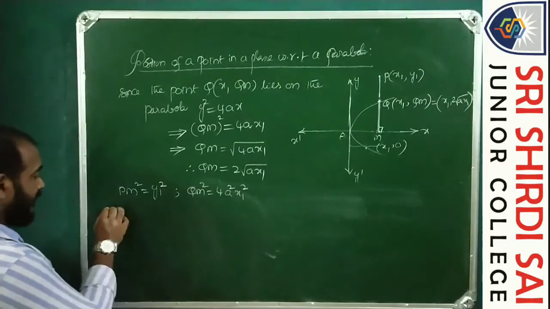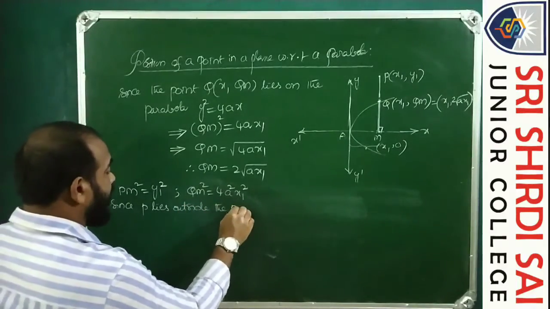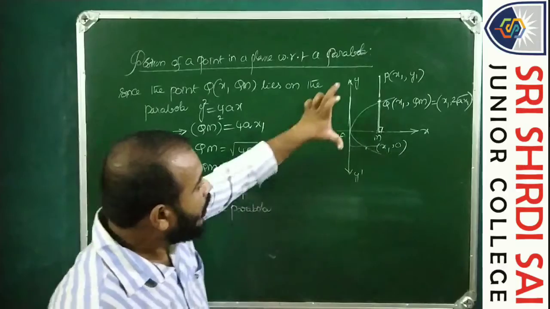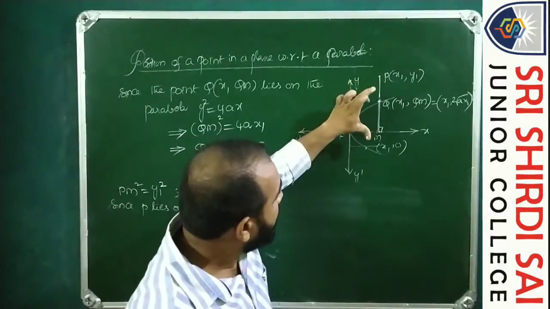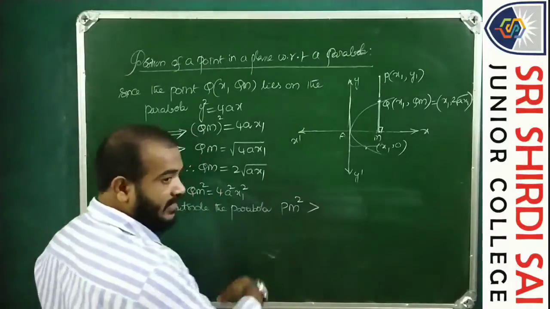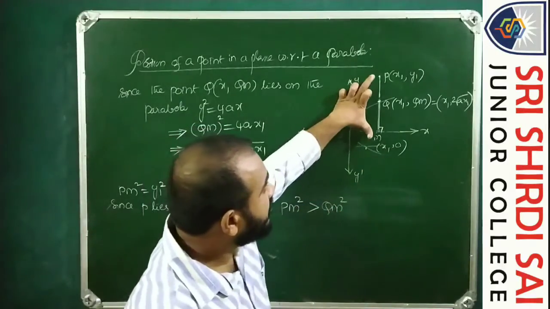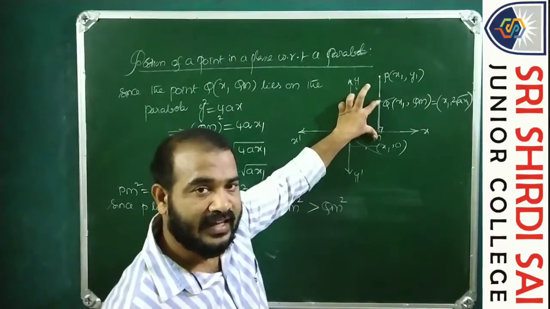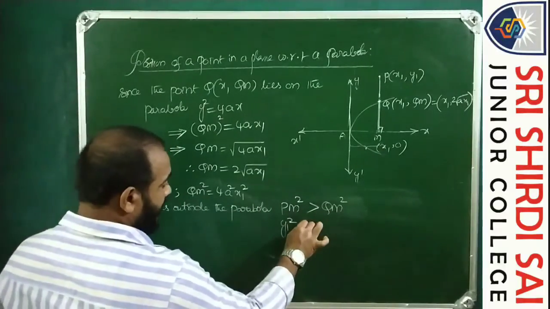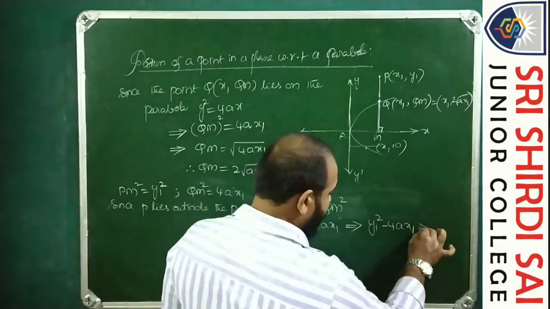Now since P lies outside the parabola, obviously this distance MP is more when compared with MQ. So PM square is greater than QM square, because this length is more when compared to this length. What is PM square? y1 square is greater than 4a x1. From this, y1 square minus 4a x1 is greater than 0.